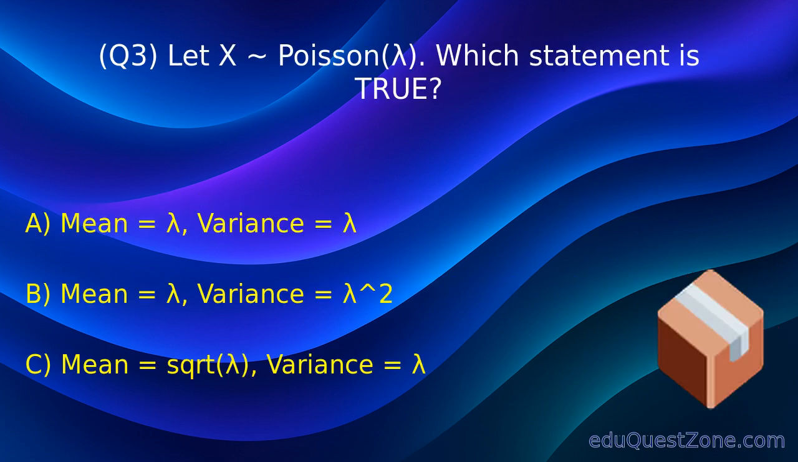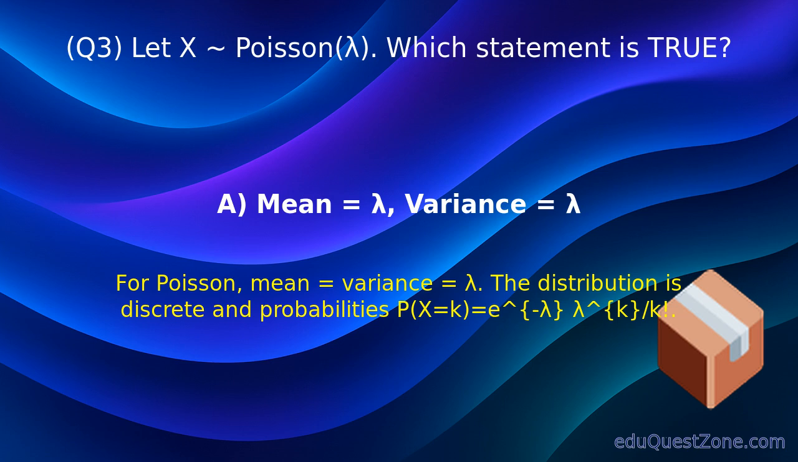Question 3. Let X follow a Poisson distribution with parameter lambda. Which statement is true? Option A: mean equals lambda, variance equals lambda. For Poisson, the mean and variance are both lambda.